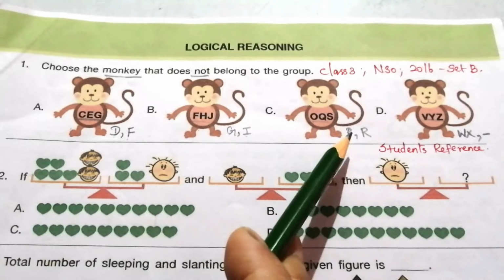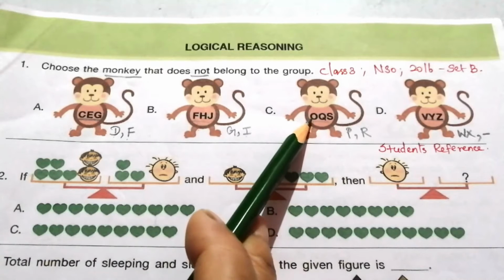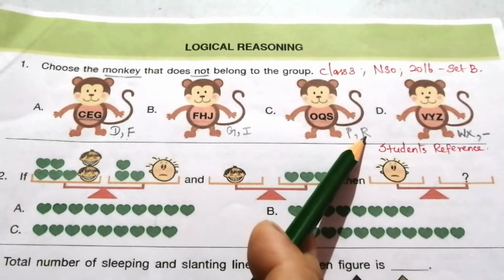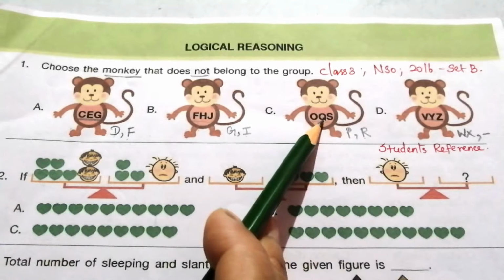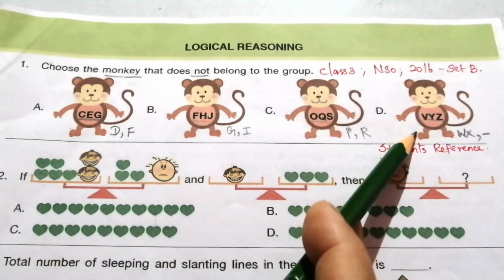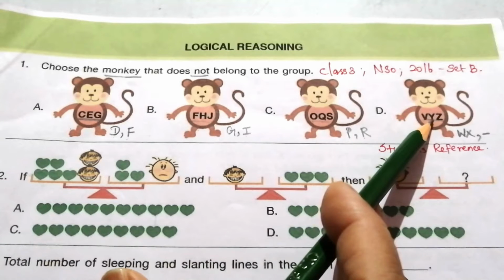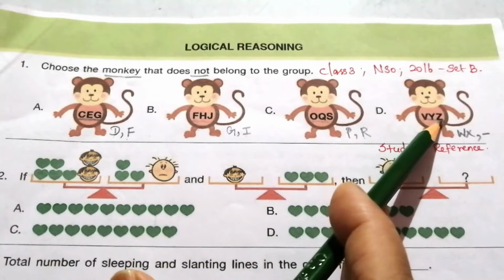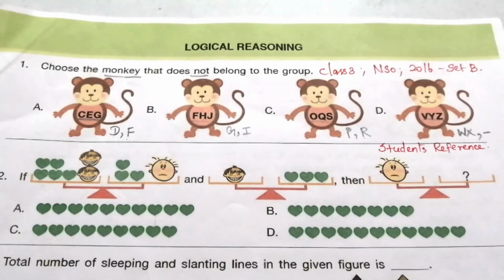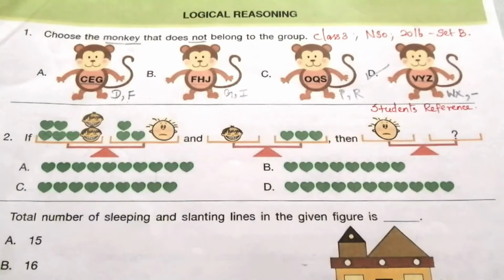And in C also, they have skipped the letter P between O and Q. And they have skipped one letter R between Q and S. But in option D, they have skipped two letters W, X between V and Y. And there is no letter between Y and Z. So, D is the odd one out.